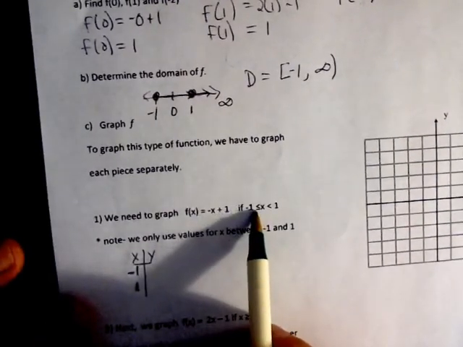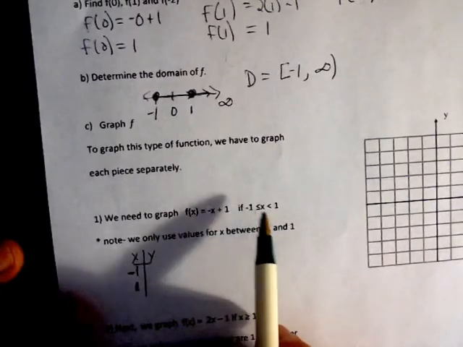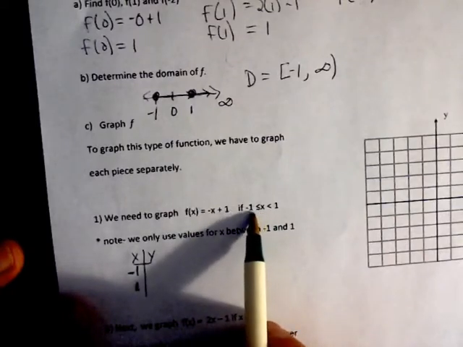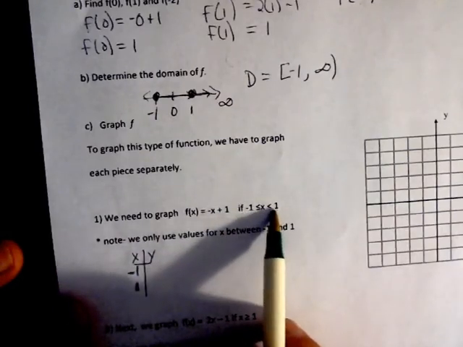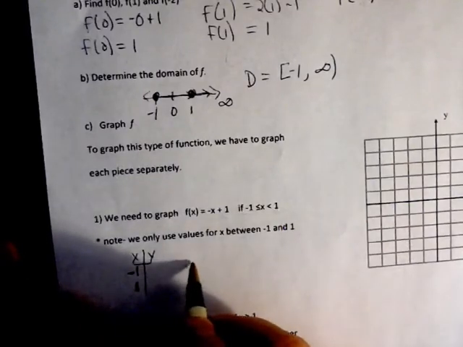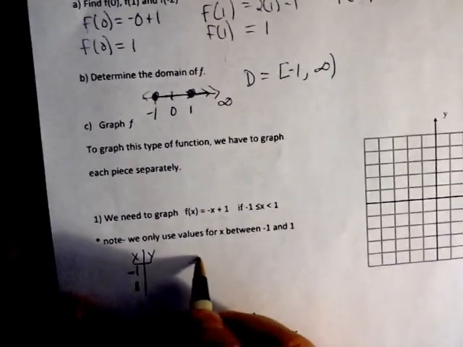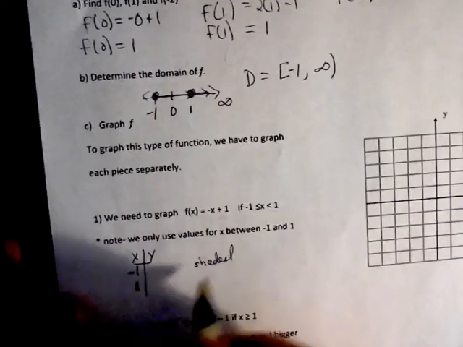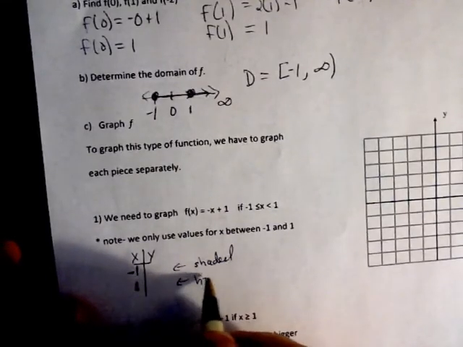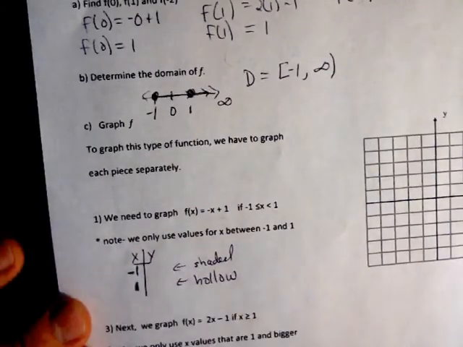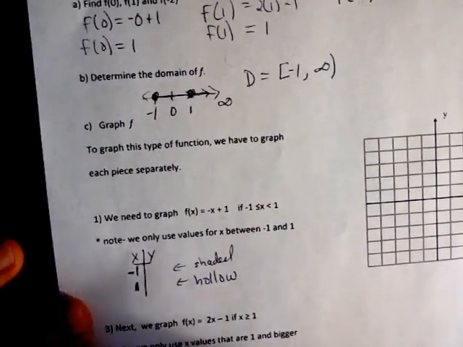When I find this y for negative 1, it's greater than or equal to negative 1, so I'm including negative 1, but I am not including positive 1. So this point here is going to be shaded. This point here is going to be hollow. And I'm going to show you what I'm talking about.